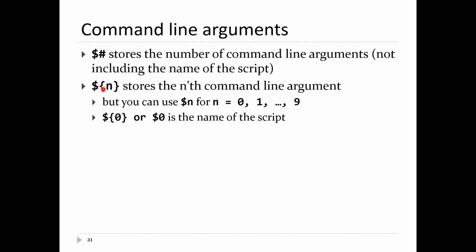Dollar sign, in squiggly brackets, n stores the nth command line argument. Again, you're allowed to not include the squiggly brackets or the braces if n is 0 through 9. As soon as it becomes bigger than 9, you have to use the braces. And $0 is always the name of the script.